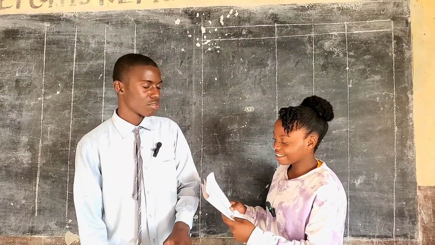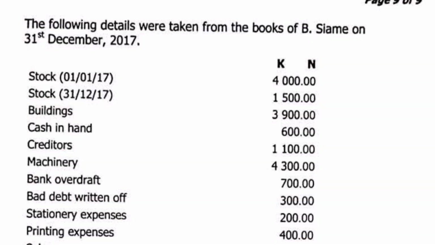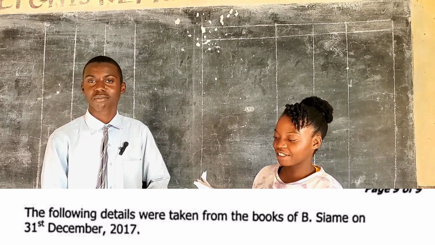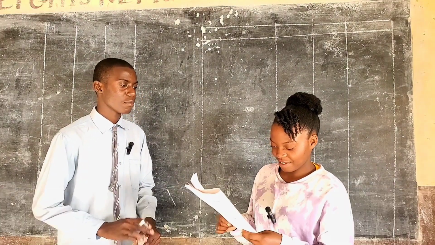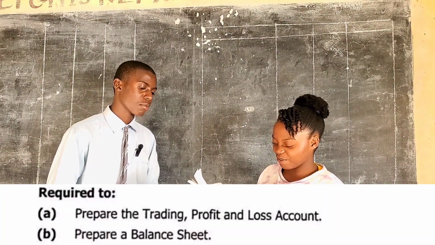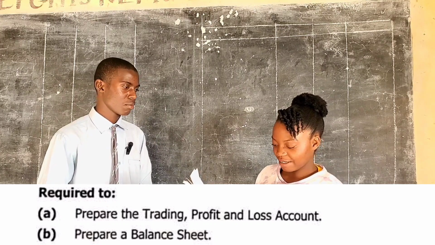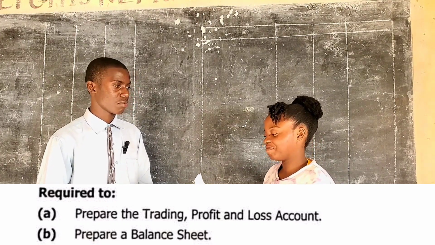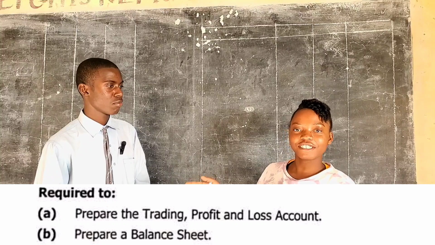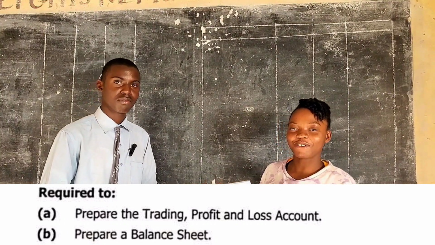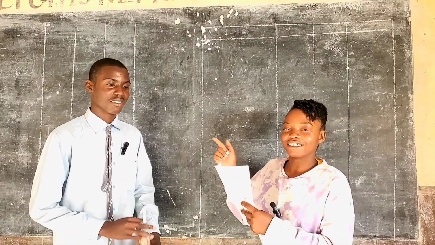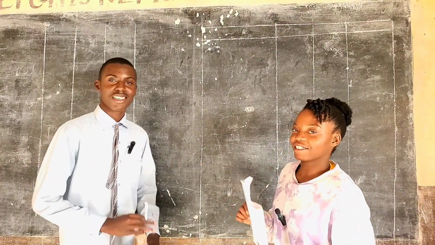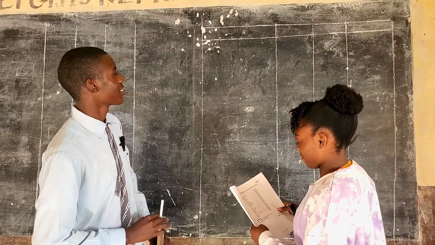The question reads: the following details were taken from the books of B S G9 on 31st December 2017. Required: A. Prepare the trading profit and loss account. B. Prepare the balance sheet. So Moses is helping us prepare the trading profit and loss account, then we also do the balance sheet. Let's jump right in.